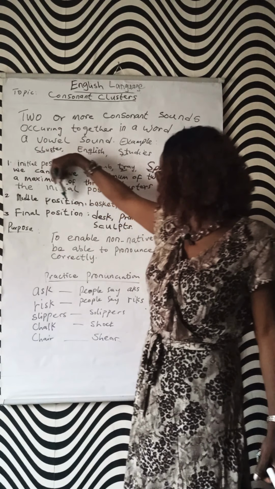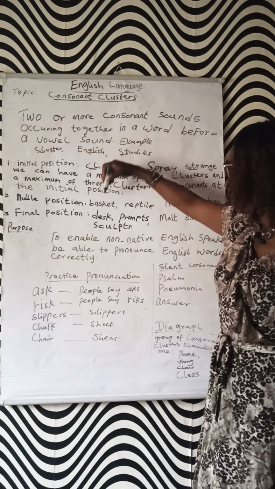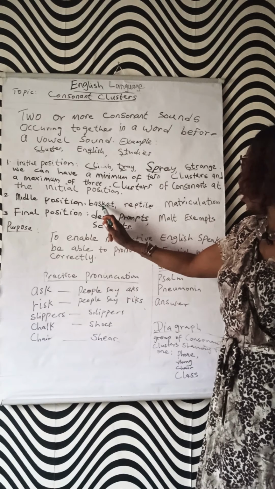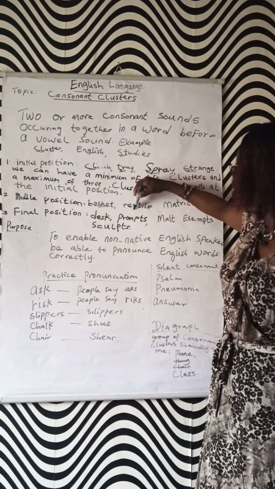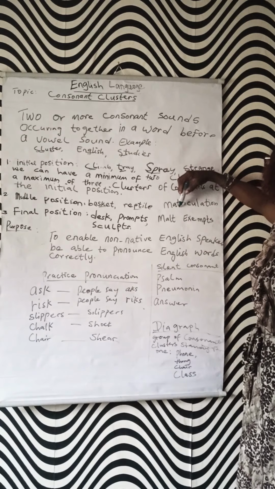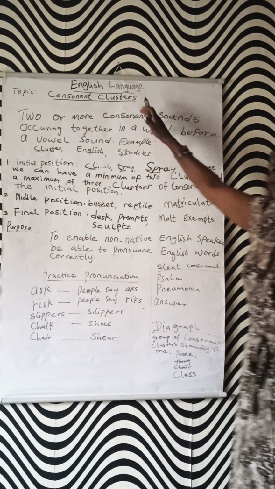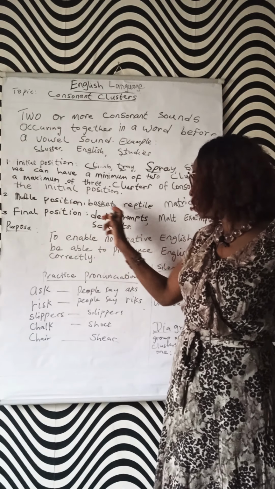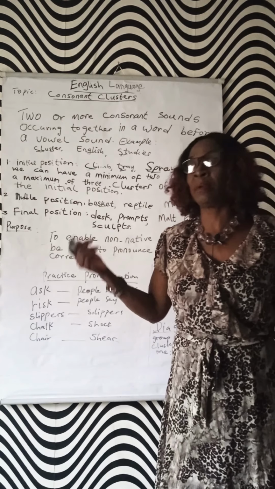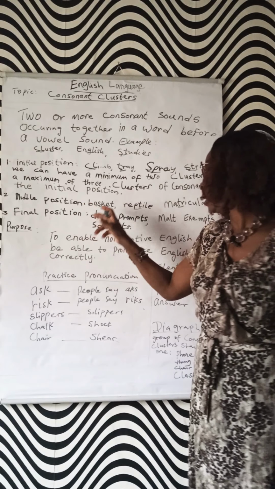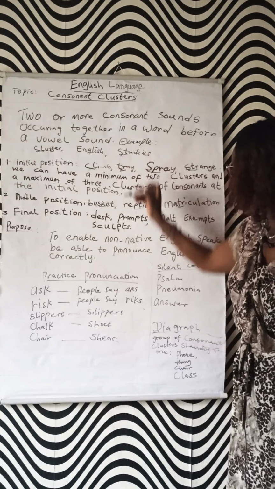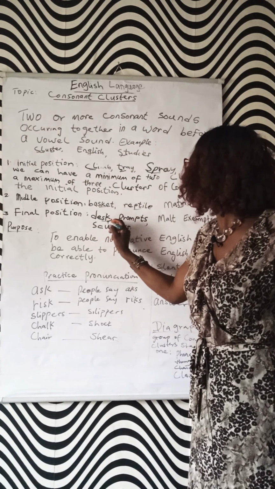Then at the middle position of a word, we can also have clusters, in the word basket, and then in the word reptile, and in the word matriculation. So the clustering is happening here at the middle position of these words. There are so many other words in which you can find clusterings at the middle position. Then at the final position also we have clustering of consonants.